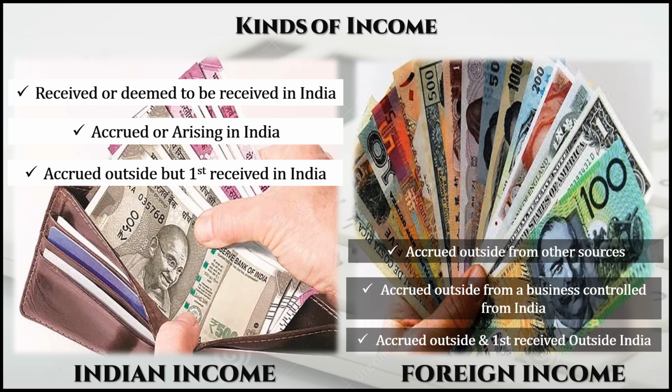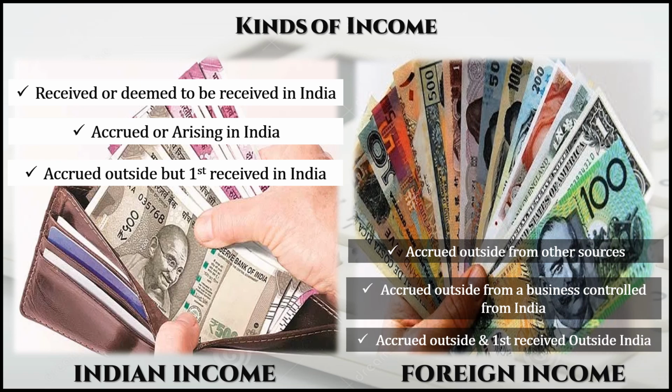The next type is the foreign income. Foreign income is any income that is earned outside the country. So when you say accrued outside from other sources, we consider that as foreign income. Accrued means the job is done outside the country. Then accrued outside from a business which is controlled in India. The business is outside but it is controlled in India. That is also considered as foreign income.